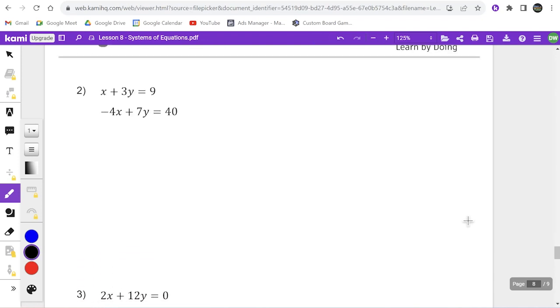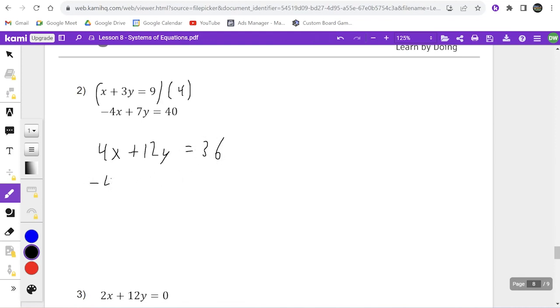Okay, next. Number 2. X plus 3y equals 9. And negative 4x plus 7y equals 40. Again, I get to choose if I want to do x or y. I think if you choose y, that's silly. I think this is way too hard to choose y. Because x is simple. You just multiply the top equation by not negative 4, positive 4, because the bottom one's already negative. So in other words, it's going to be 4x plus 12y equals 36.